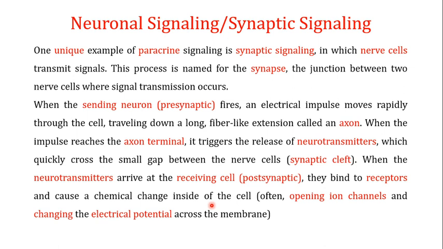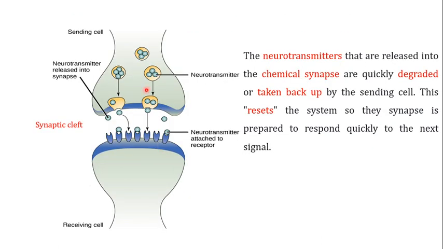And often this chemical change inside the cell is the opening of the ion channels and changing the electrical potential across the membrane. Don't worry about this axon terminal. I'll have a detailed discussion on this when we discuss the structure of the neuron in a while. Now this is what is happening in neuronal signaling. This one is the sending neuron, or the presynaptic neuron.